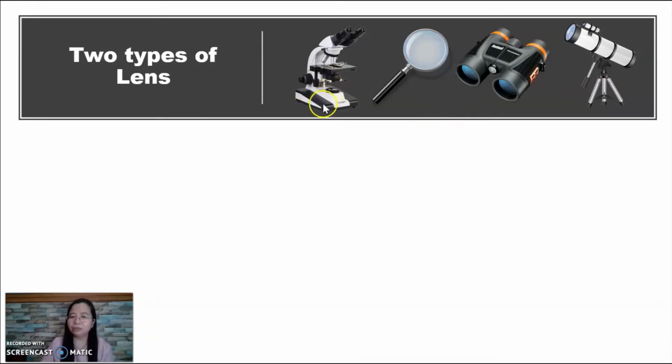In biology, we make use of the microscope to view or magnify microorganisms. We use this to look at cells. And then the telescope, in physics or in astronomy, we make use of this to view things that are distant, things afar, make it closer and bigger. So these are made up of lenses. So now let's know more about lens.